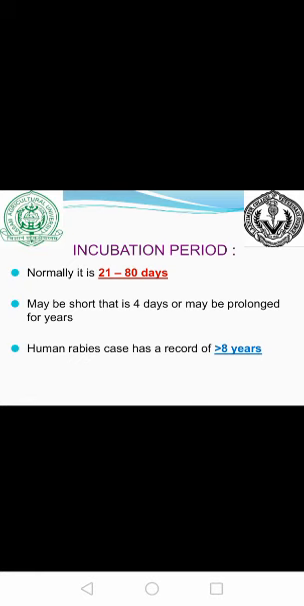Incubation period. Normally, it is 21 to 80 days, may be short, that is 4 days, or may be prolonged for years. A human rabies case has a record of more than 8 years.